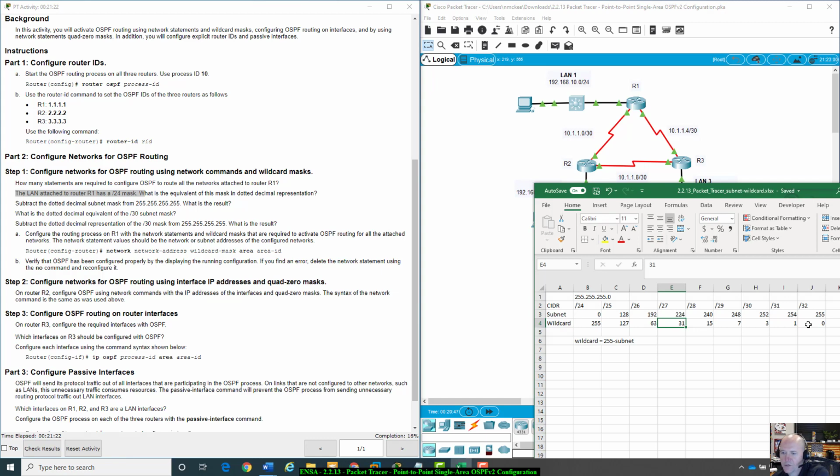All right, so now we've done the wildcard configuration, where wildcard equals 255 minus subnet. So what this will look like, it's not going to look like 255.255.255.0. It's going to be 0.0.0.0. So you can't use that right there. It means you can only use that address. You can't use any other addresses.